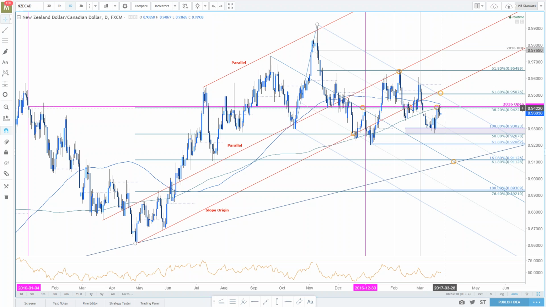Critical area of resistance, excuse me, on the daily chart. 200-day moving average, basic 38.2 retracement of the decline off last year's high, 2016 open. I mean, you name it. It's all right here.